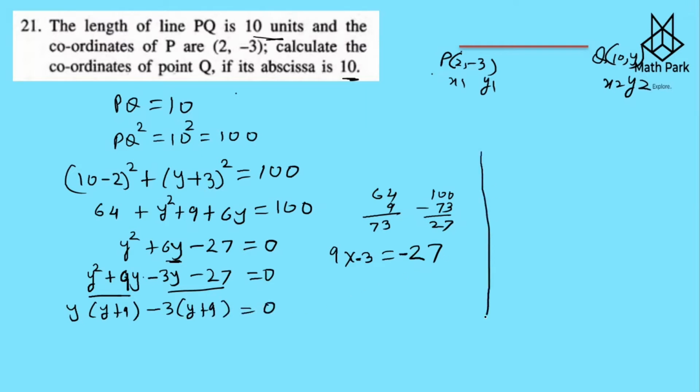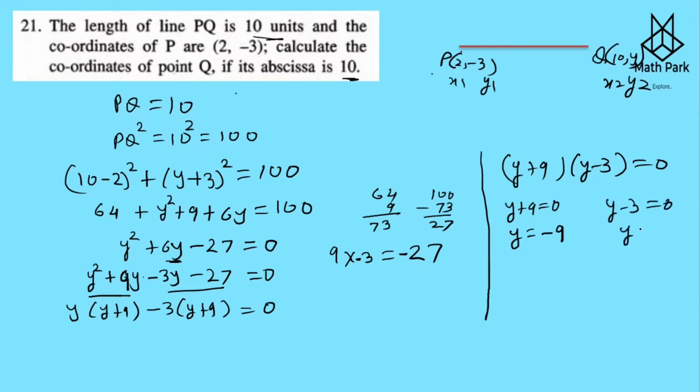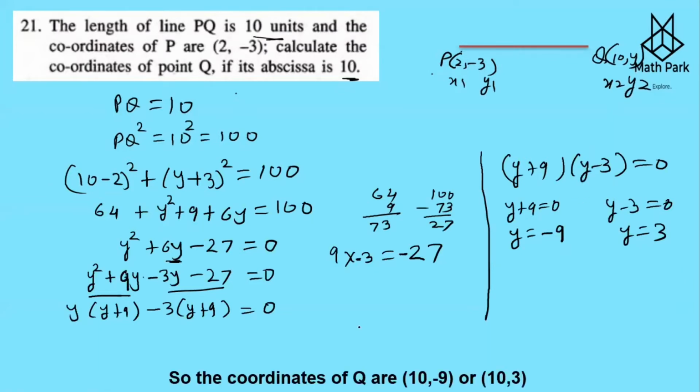So we get (y plus 9)(y minus 3) is equal to 0. So these two are the factors. If y plus 9 is equal to 0, we get y is equal to minus 9. And if y minus 3 is equal to 0, we get y is equal to 3. So this is how we get the points. We get 2 points over here. We get the value of y as minus 9 or 3. So the coordinates of Q can be either (10, -9) or (10, 3), because the abscissa was 10 here.